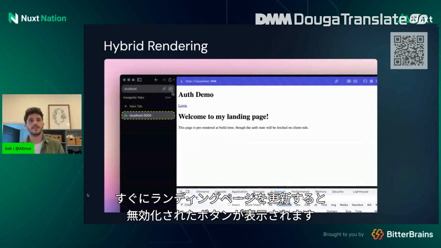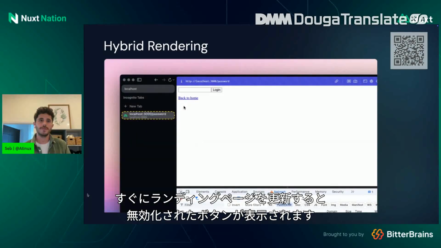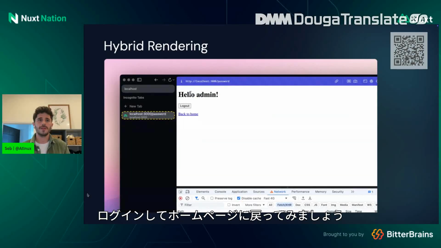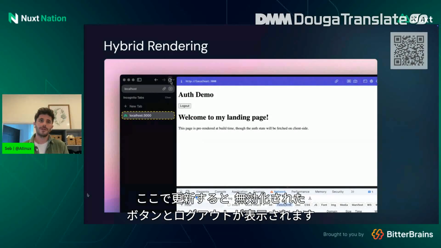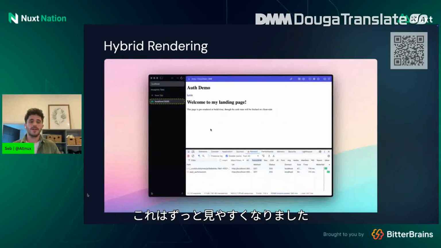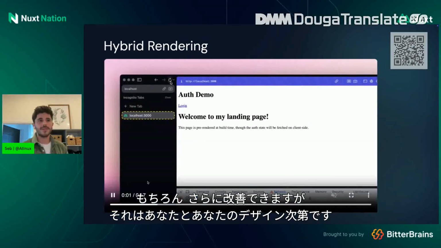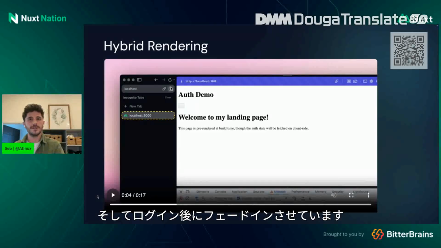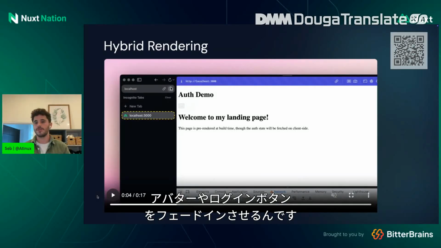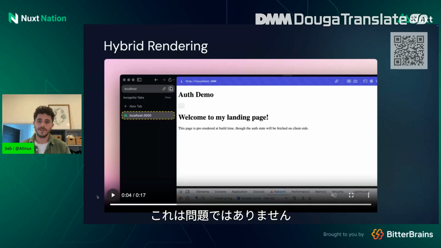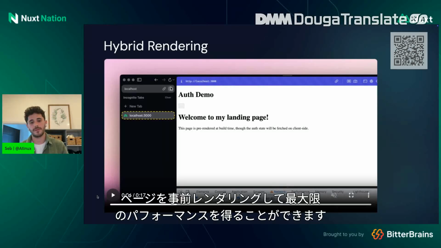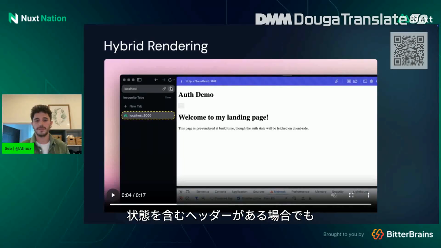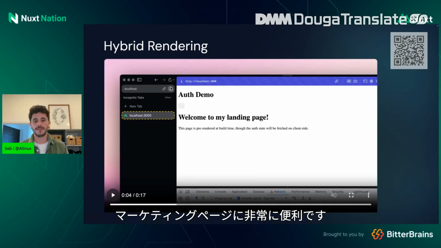If I refresh the landing page right away, we can see our disabled button. Let's log in and go back to our home page. And if I refresh now, we can see our disabled button and then the logout. So this is much nicer. It can be better, of course, but this is up to you and your design. I've seen many websites using a visibility hidden and doing a fade in once you're logged in. So we fade in the avatar or we fade in the login button, and it's not an issue, but you can pre-render your pages and have maximum performance this way. Very useful for marketing pages while having a header with the auth state.